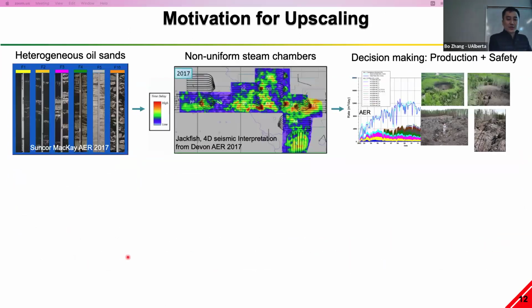And this is a slide I show a lot for the motivation for upscaling. We can see that the reservoir is very heterogeneous, and that will lead to non-uniform steam chambers, as shown here. And we also receive a lot of very irregular well production data, and that may even lead to problems like caprock integrity in Joslyn Creek.